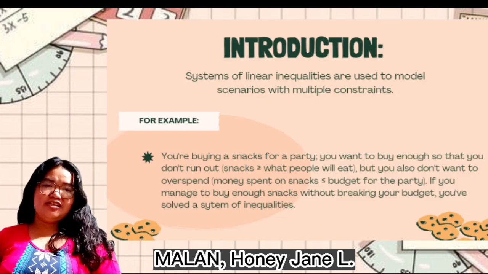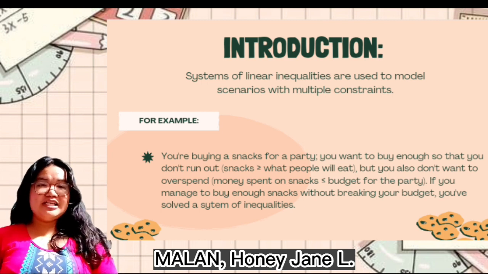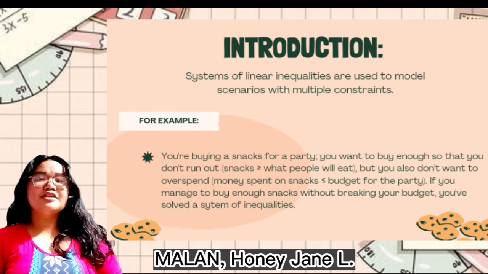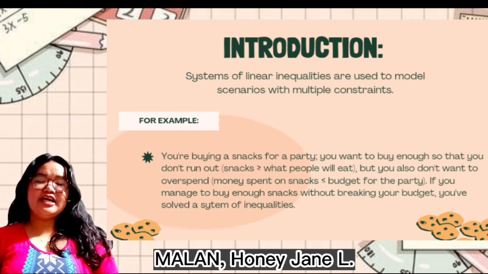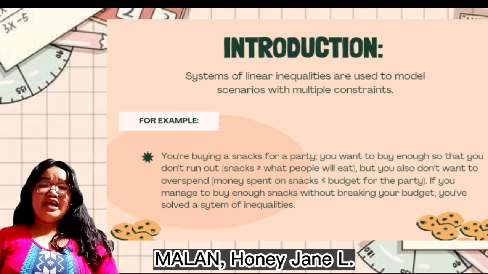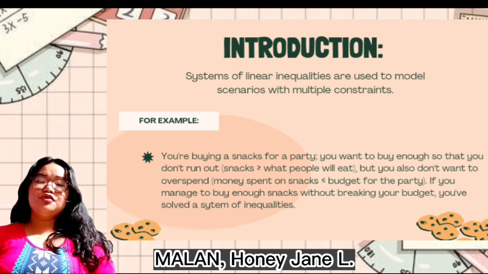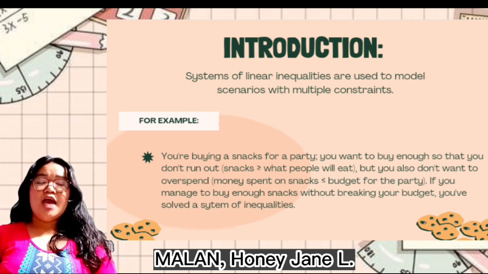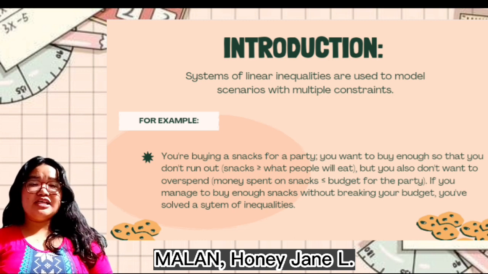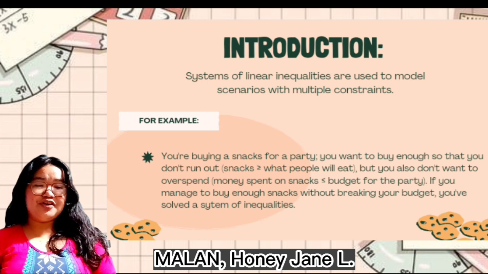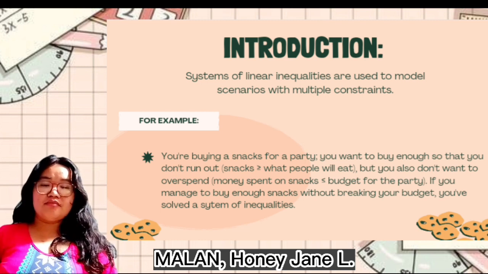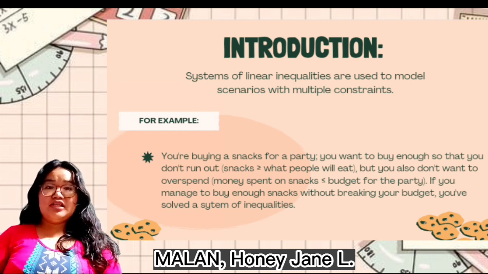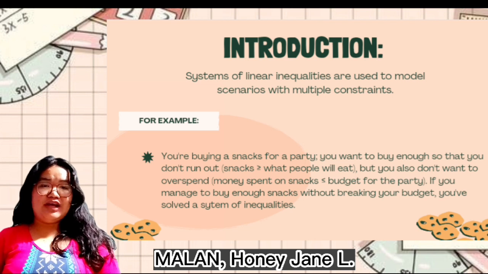So our introduction: systems of linear inequalities are used to model scenarios with multiple constraints. For example, you're buying snacks for a party and you want to buy enough so you don't run out. Snacks is greater than or equal to what people will eat. But also, you don't want to overspend, so the money spent on snacks is less than or equal to the budget for the party. If you manage to buy enough snacks without breaking your budget, you've solved a system of inequalities.